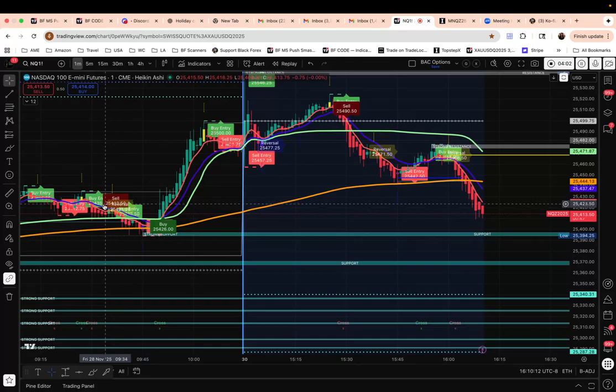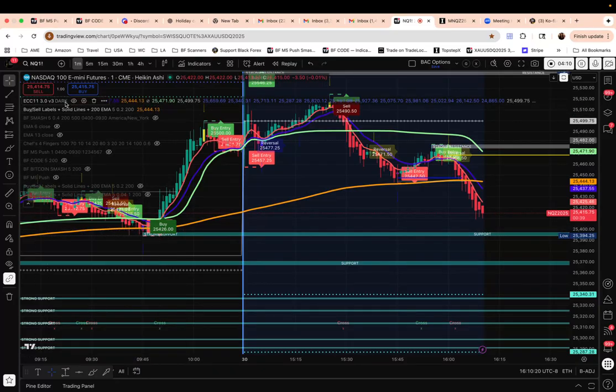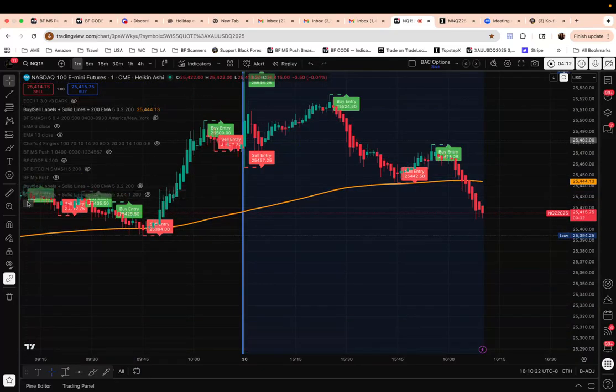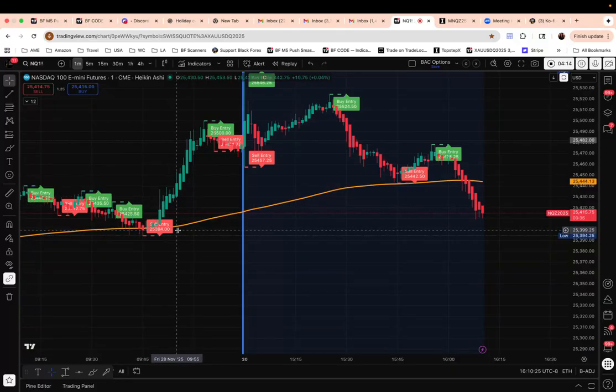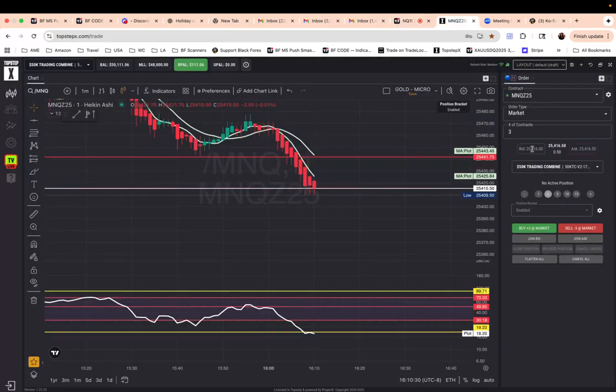Very important. If the fact that we have a lot of labels is affecting your ability to see, well then you can just hide them. Okay, so I'm just going to hide ECC 11 really quickly because here's my next pending order, 25394, 25394. So I go over here on the side, you're going to put stop.